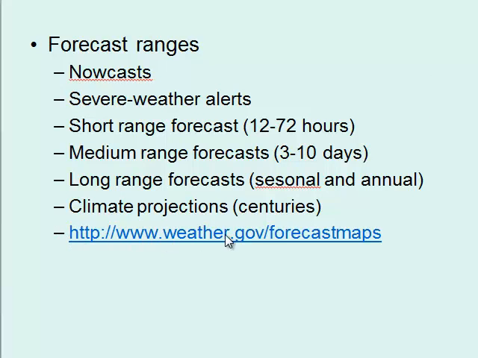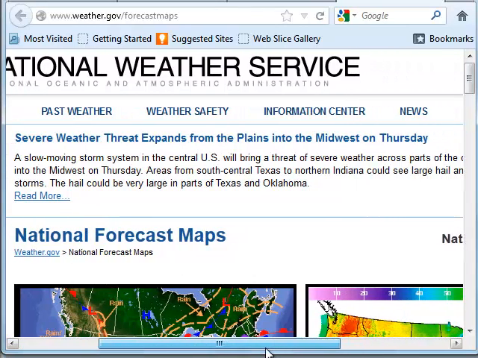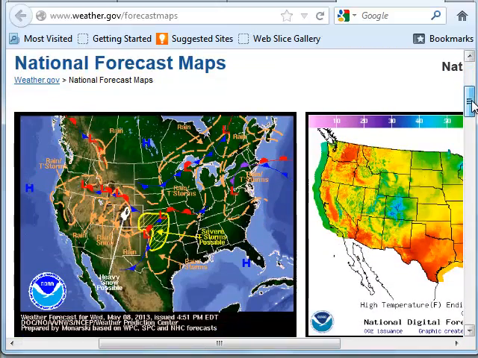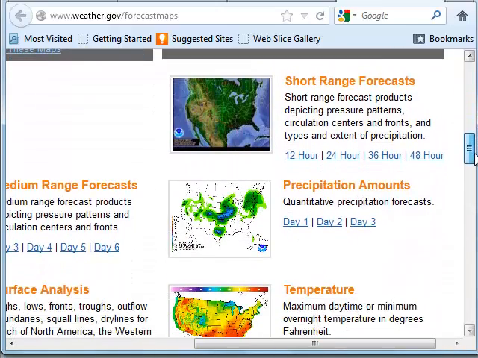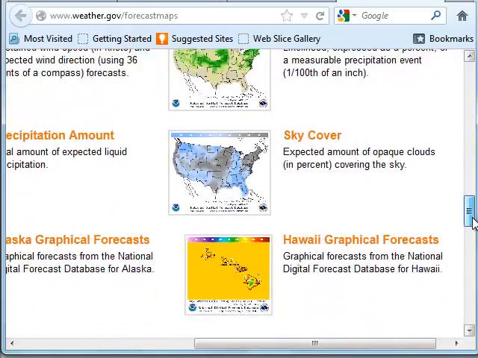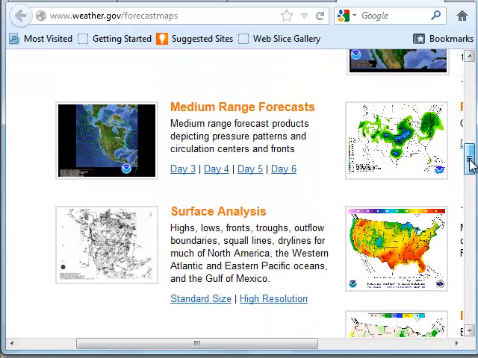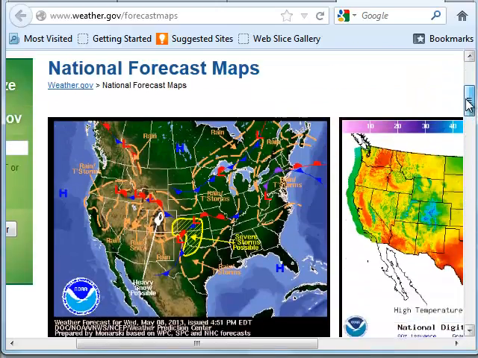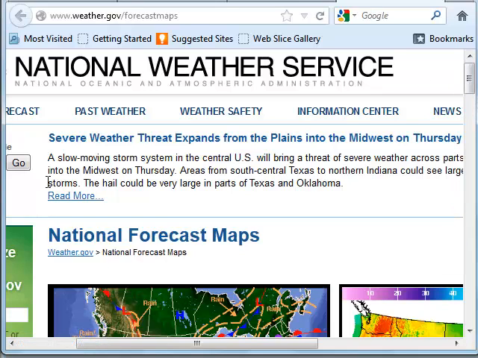If you visit the National Weather Service website here, you can see some of the different forecast maps they have produced for a specific time frame, which is pretty neat. You can see national forecast chart, national temperature, short range forecast, precipitation, temperature, predominant weather, chance of precipitation, sky cover, wind speed and direction, precipitation amount, surface analysis. All sorts of really neat information that you can check out. And this link is also in the weekly video information. All these different forecasts can be found on any major website, which is pretty cool.